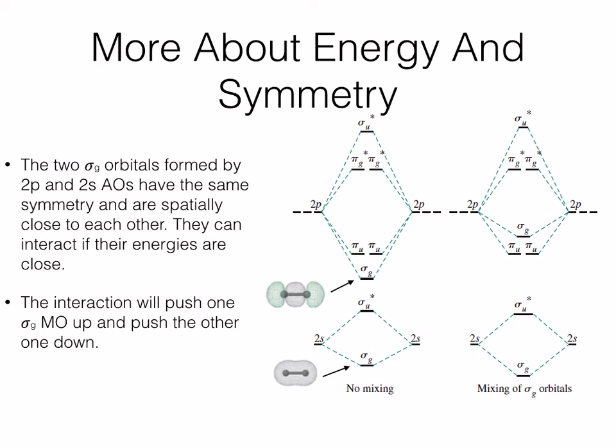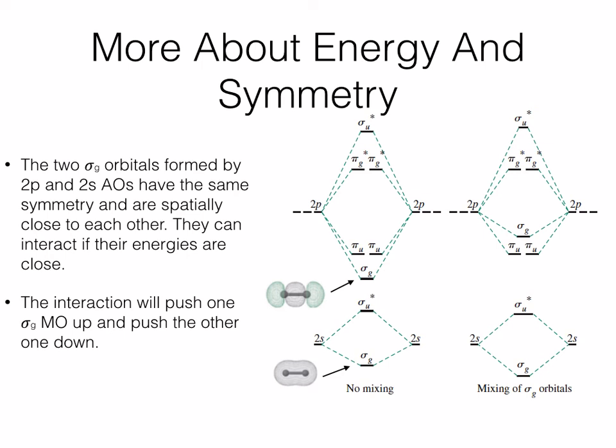And the result is two new molecular orbitals will be produced, and the new bonding MO will have its energy lowered, and the new antibonding MO will have its energy a bit increased. And what is the result of that? The result of that essentially is the sigma g orbital produced by the 2s will be pushed down, okay? And the sigma g orbital produced by the 2p will be pushed up. Okay? And this interaction is called mixing.